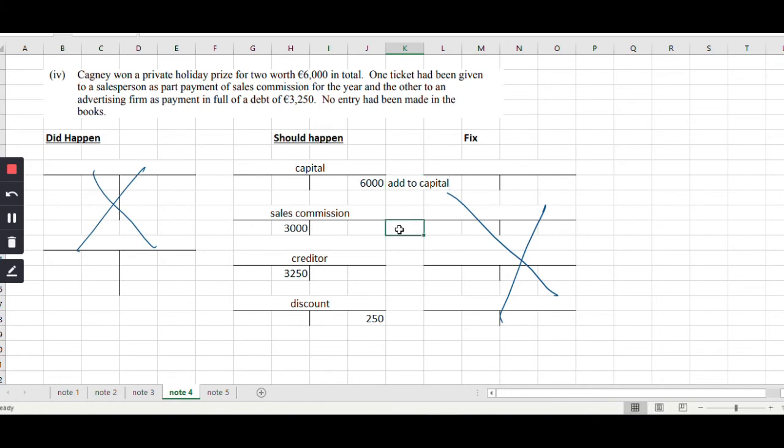Sales commission, we will take from P and L. So on the debit side, creditor on the debit side, we will take from creditors. And discount on the credit side is a positive, so we will add to P and L. Okay, so that is note 4 dealt with.